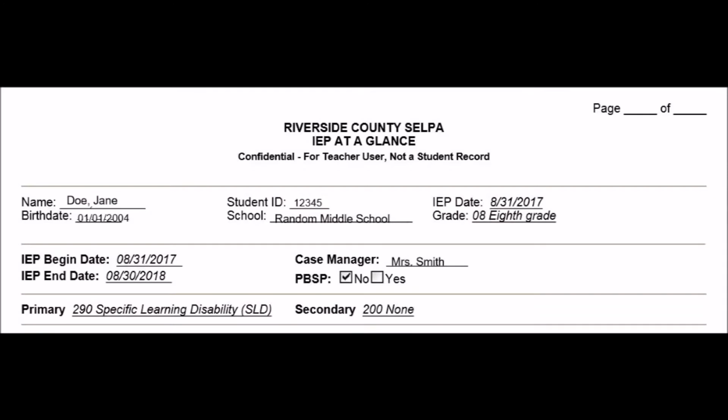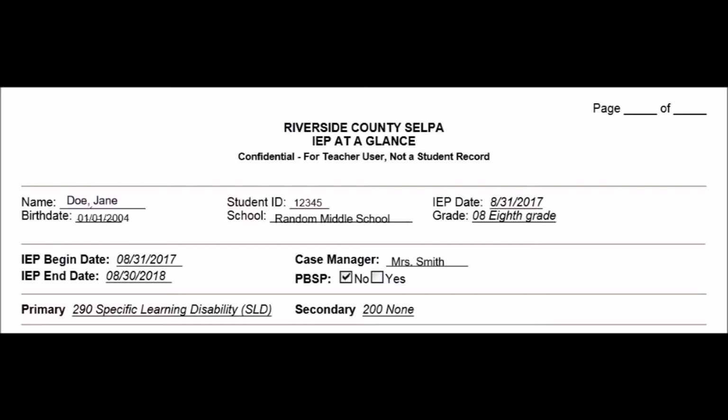At the top of the IEP at a glance, you will find the student's identifying information: the student's name and ID number, the date the IEP takes effect, and the student's birthday. This is important as it is possible to have more than one student with the same name. The name of the school is also located here, as well as the student's grade level at the time the IEP was written. There is a beginning and an end date, as IEPs must be updated annually.